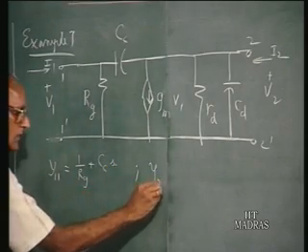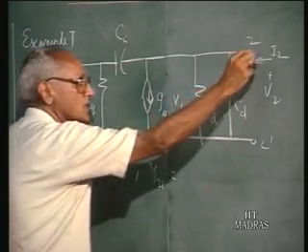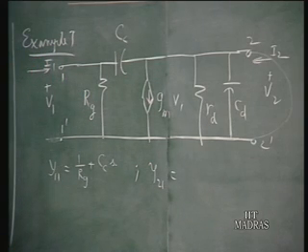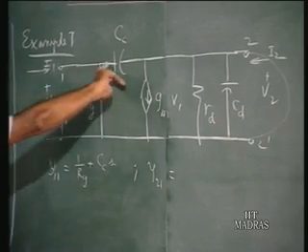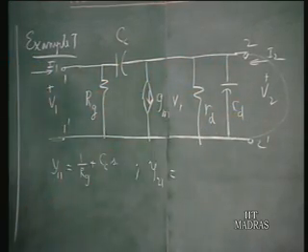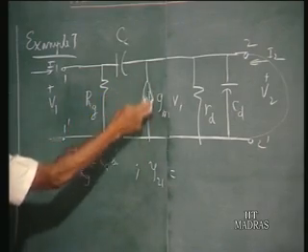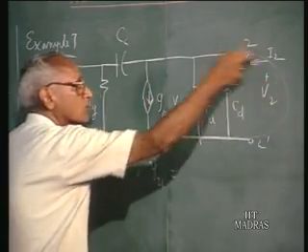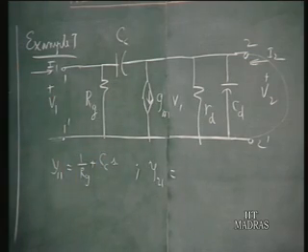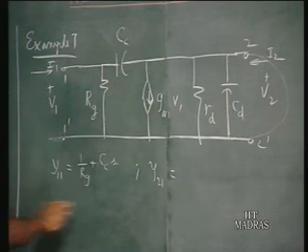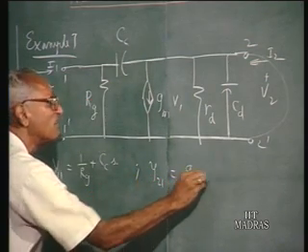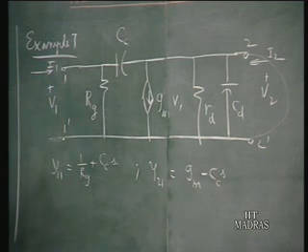Y21: the current I2 in the short circuited terminals, when applied voltage V1 is there. V1 drives a current through Cc like this. Therefore, there is a current Cc s times V1. In addition, we have a current through this dependent source Gm V1 going like this. Since the positive reference direction for current I2 is in this direction, that current divided by V1 will turn out to be Gm minus Cc s. That is your Y21.